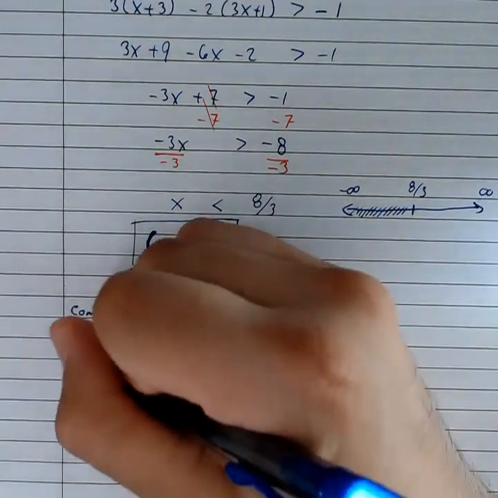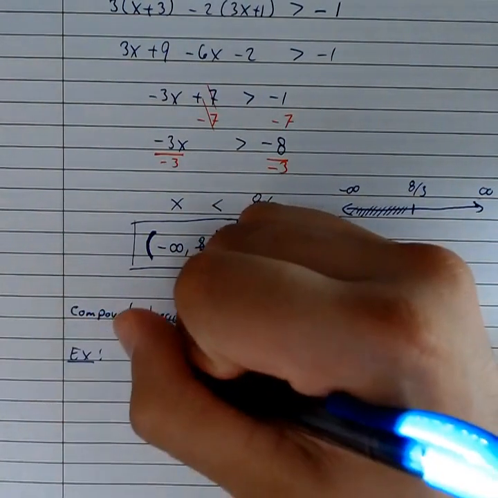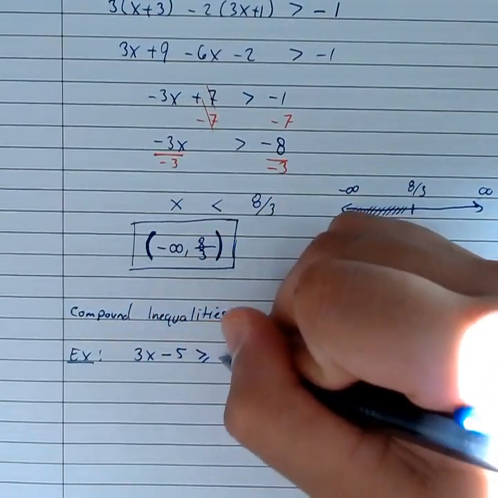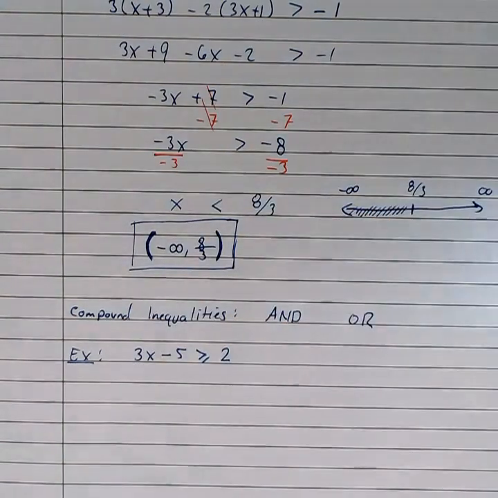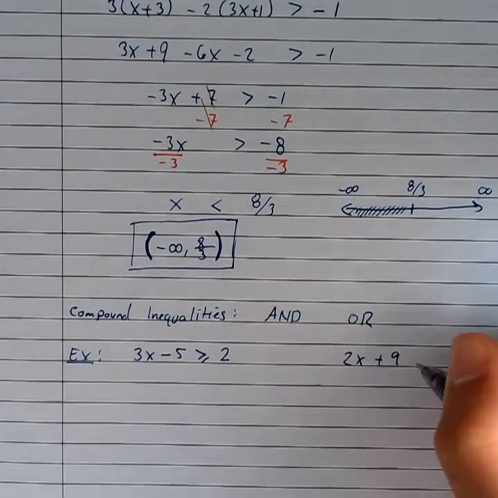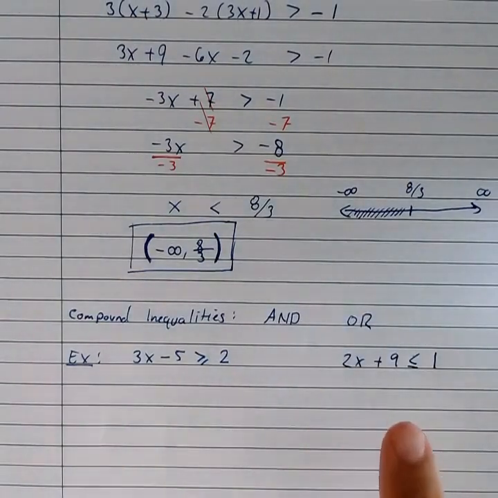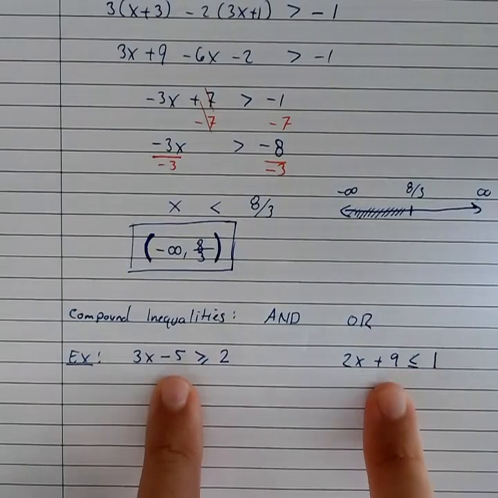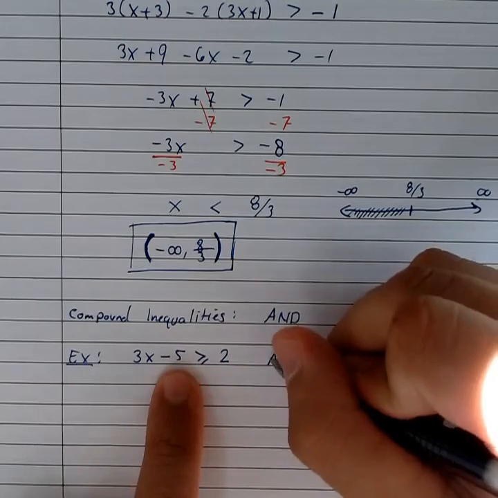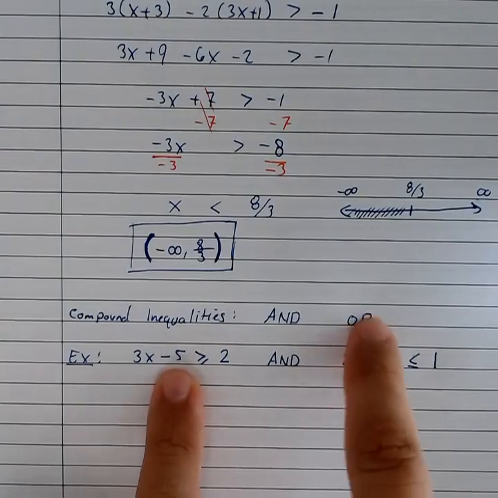Okay? So let's see here. Let's say I have the inequality 3x minus 5 is greater than or equal to 2. Separately, we're going to have the inequality 2x plus 9 is less than or equal to 1. And these are two separate inequalities. But we're going to stick them together using this word right here. We're going to say and. That would be different if we stuck it together using this word. But we'll talk about this one separately in a little while.